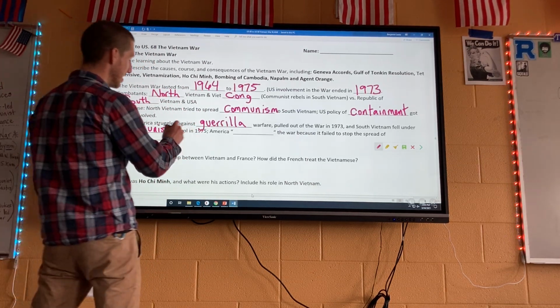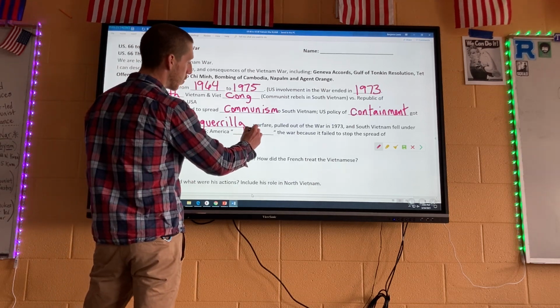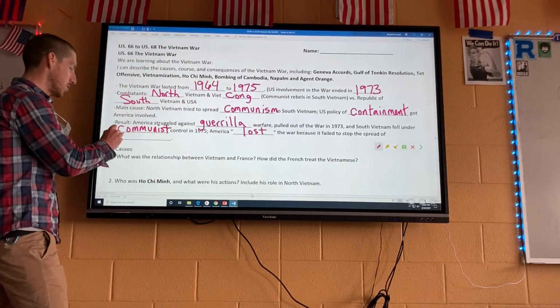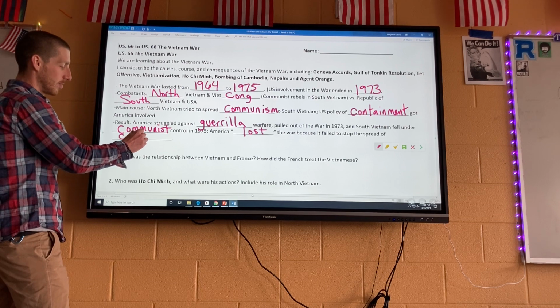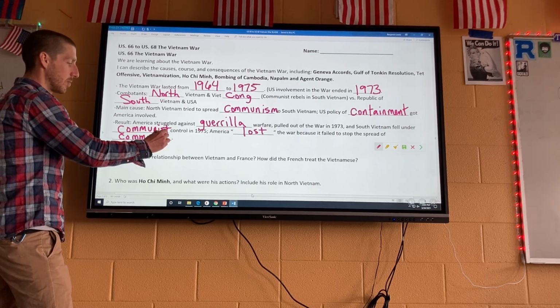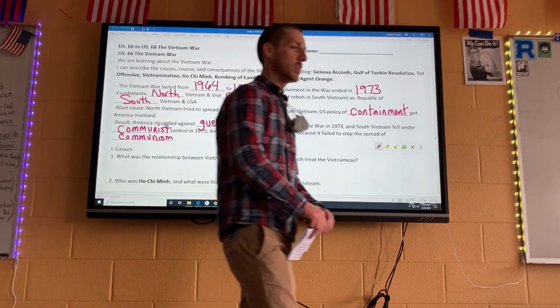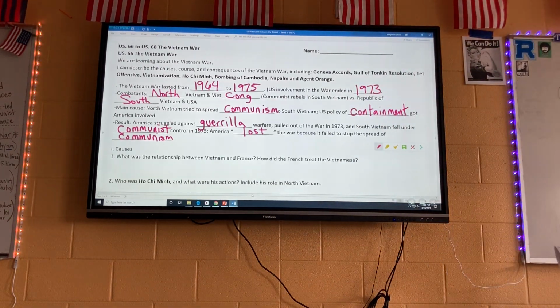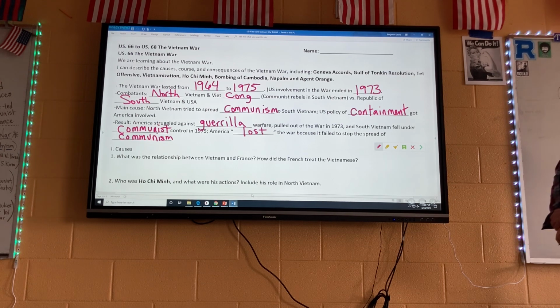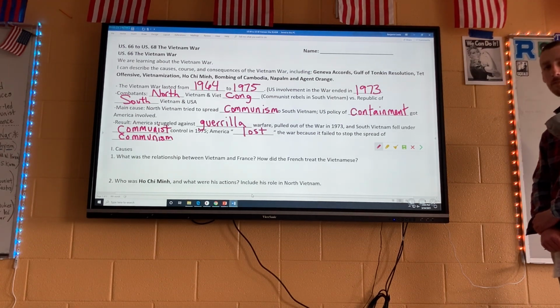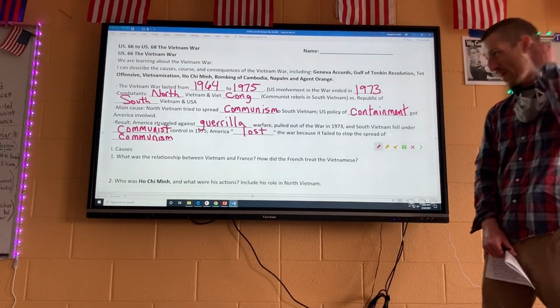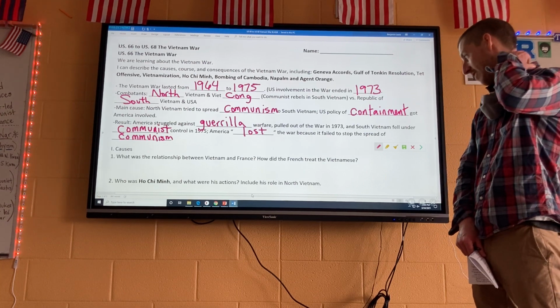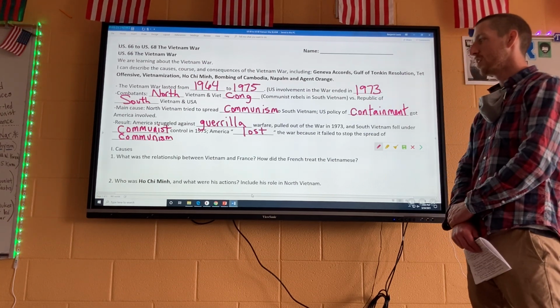So America is seen as having lost this war because we failed to stop the spread of communism. Okay? Because America's goal was to stop South Vietnam from becoming communist, we are seen as having lost the war because eventually South Vietnam does become communist. So that is the overall basic idea behind the Vietnam War and what it's all about.